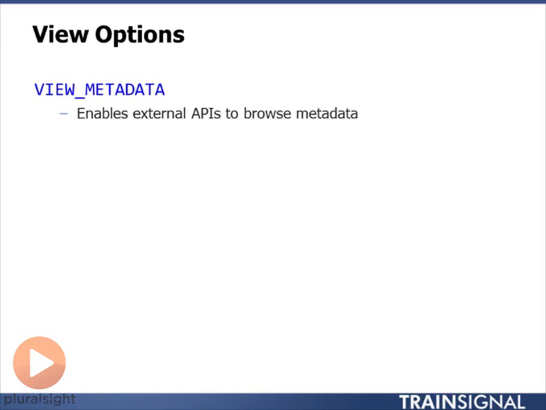Next up is the view metadata option. What this is going to do is enable external APIs to be able to browse the metadata that the view is going to return.